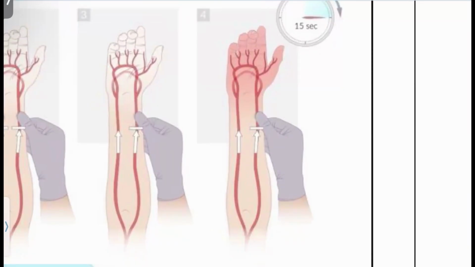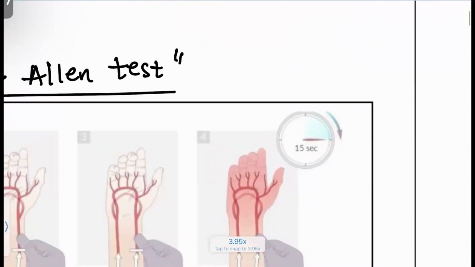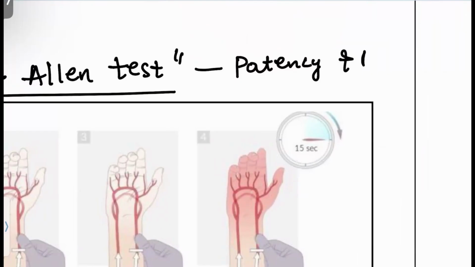But if it does not flush and circulate completely, and the collateral circulation from the ulnar side is absent, it is a contraindication to take from the radial artery. You can opt for the brachial artery or the femoral artery. So the main theme of the Allen test is to check the patency of both the radial and the ulnar artery. Okay, so both patency and flow of the ulnar and the radial arteries, guys.